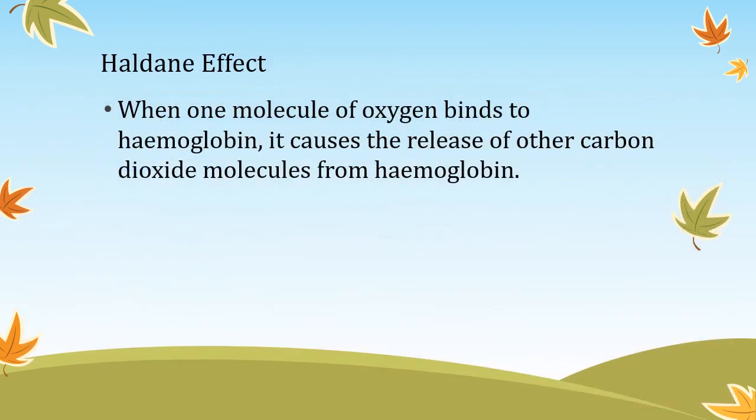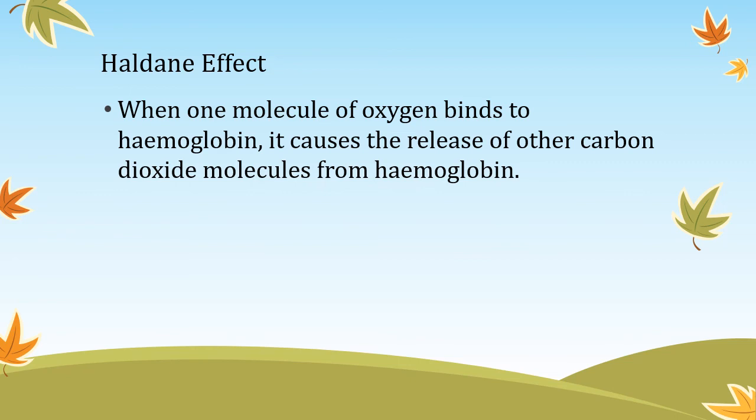Right, so now let's talk about the Haldane effect. If you remember previously, we talked about the Bohr effect, which is when one molecule of carbon dioxide comes in and attaches to hemoglobin, you have easier release of oxygen. Now the Haldane effect is the opposite of that. When one molecule of oxygen binds to the hemoglobin, it causes easier release of carbon dioxide molecules from the hemoglobin. This is useful when the red blood cell comes into the lung area, right?